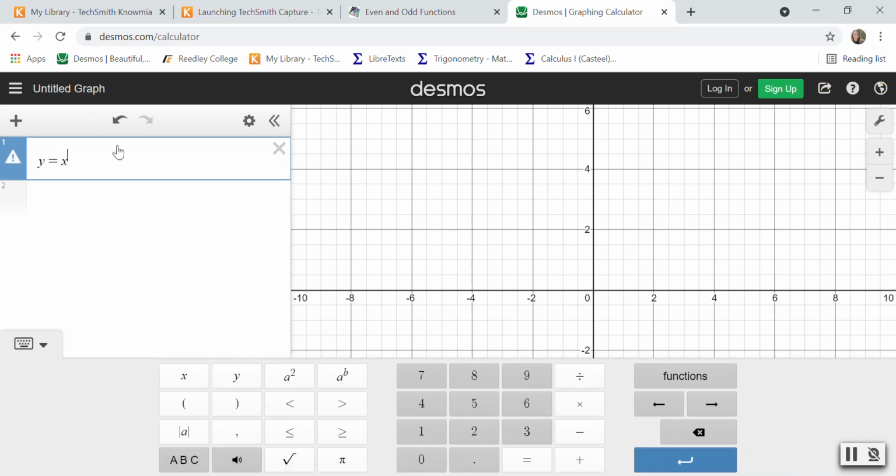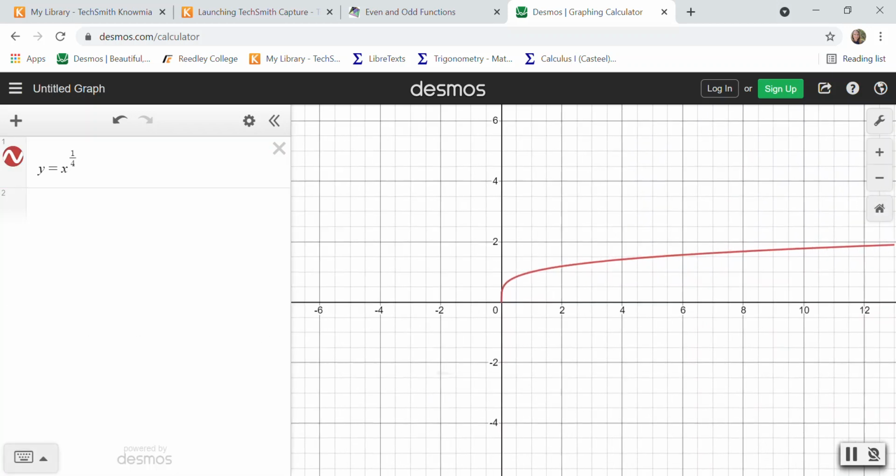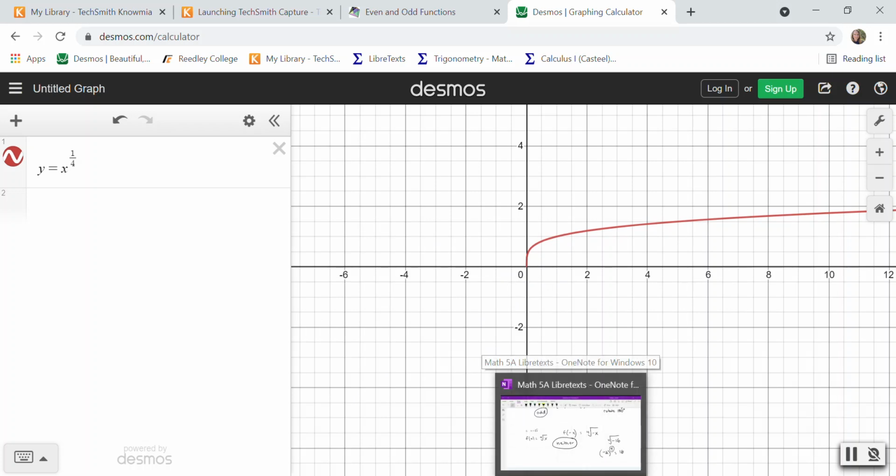And I'm going to plug in a power of 1/4 to help me graph this more quickly. So we see the function curves out from (0, 0). So there's not even a section of the graph on the left to match up with. So it's definitely not even. And in order to be odd, we would have to have the same curve coming down here in quadrant 3, which we don't have. So it's not odd as well. So it's neither even nor odd.